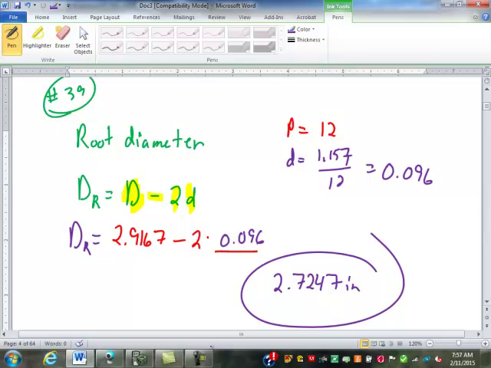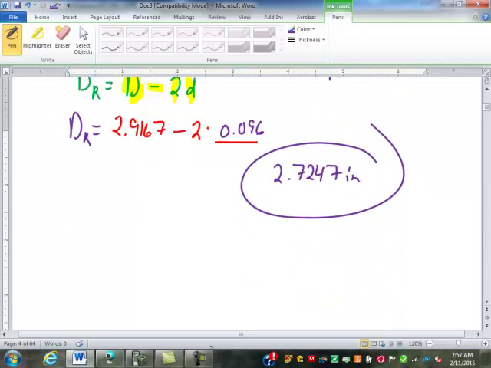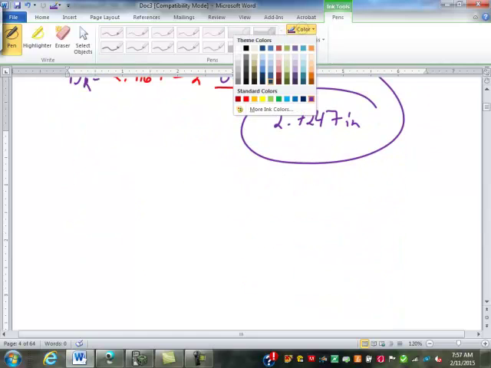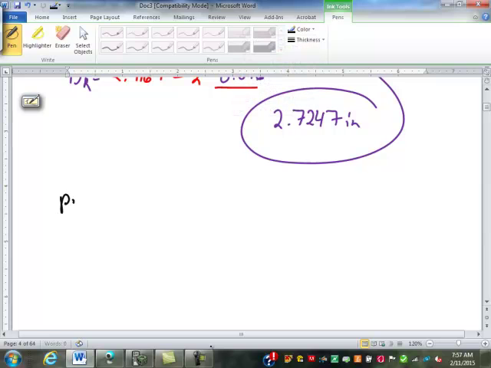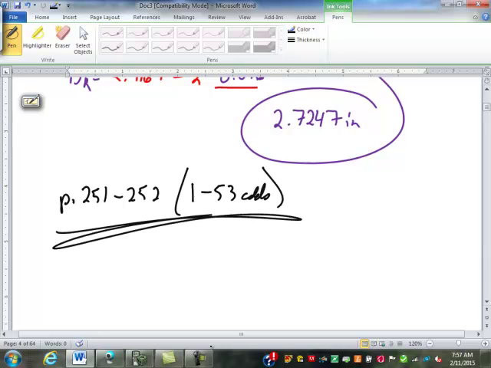Okay, well, we have about 25 minutes of work time here. I want to give you plenty of time to work on these. In this packet, it's going to be starting on page 251 through 252. We're going to be working on 1 through 53, the odds. I would highly recommend you do pretty much all of these. There will be a test coming up. This is a very short unit here. Your unit test will be coming up probably next Tuesday.